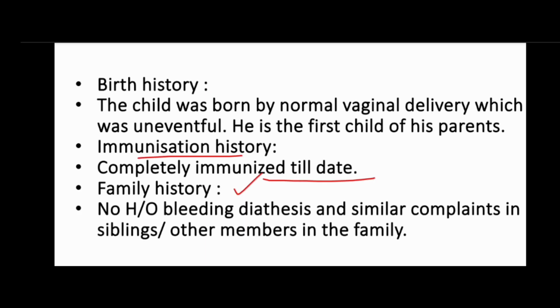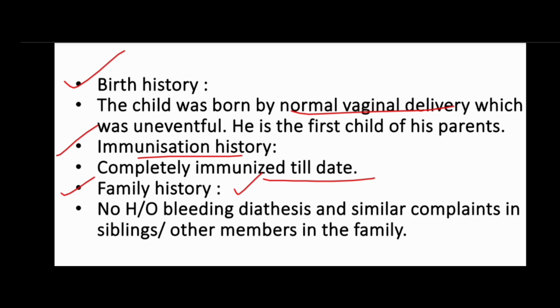In birth history, in this case, the child is only 6 years. So we have to include birth history, family history, and immunization history. If the patient is an adult, you need not include birth history, family history, or immunization history. If it is relevant, then only you can add the family history. Otherwise, no need.